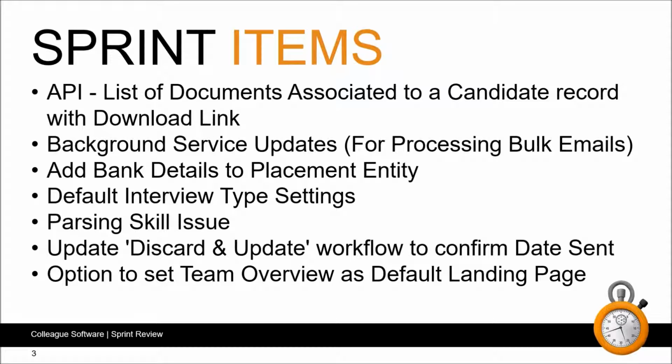We've delivered the first phase of background service related work to enhance the performance of the system when processing email sending from a search result. The second phase will be part of the next sprint as a key sprint goal. Further to the work carried out in the previous sprint, we've added the bank details feature to the placement entity, and I'll give a demo of this feature shortly.